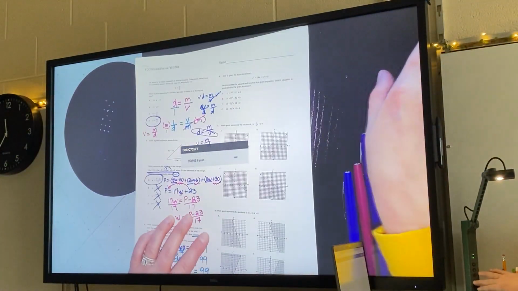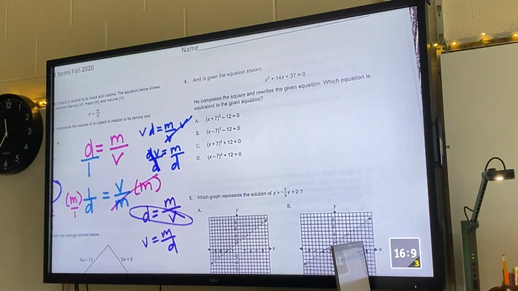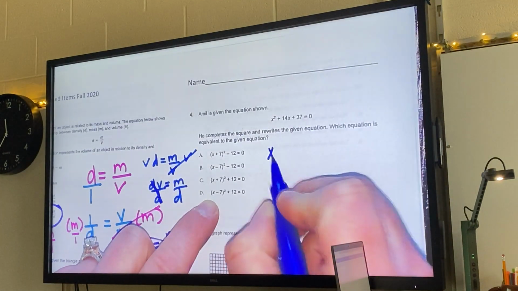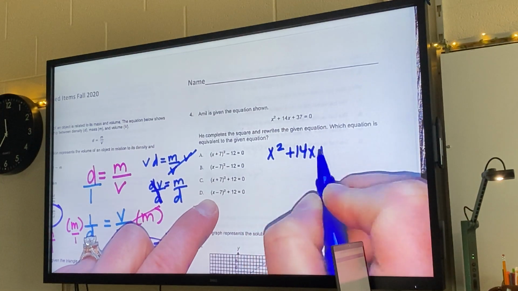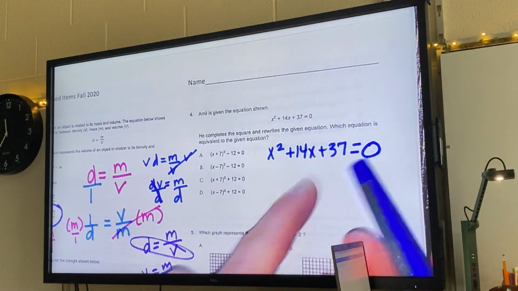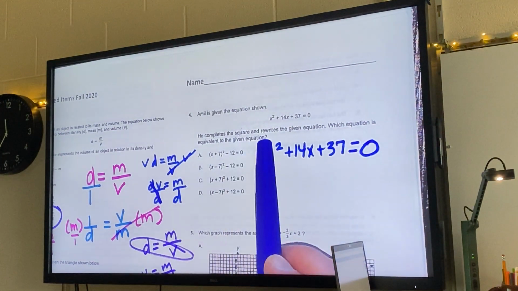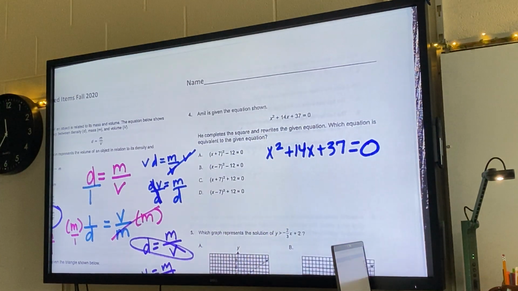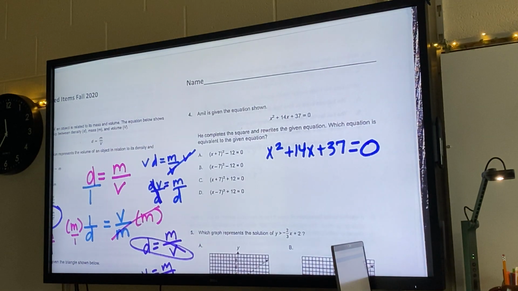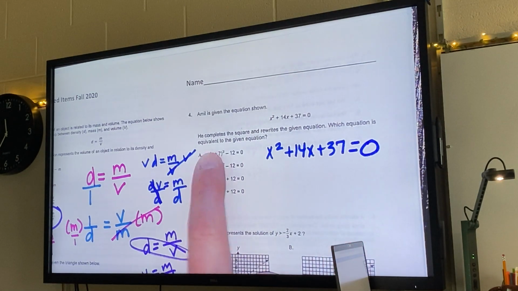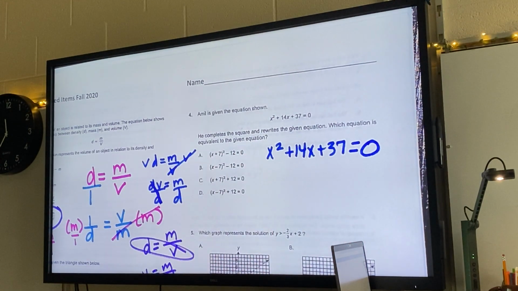Okay. For number 4, it's the same kind of deal. We have x squared plus 14x plus 37 equals 0. It says Emil is given this equation. He completes the square and rewrites the given equation. Which equation is equivalent to the given equation? I'm going to work this out, but in theory, I could go to Desmos, put this in for my first equation, put this in for my second equation, and if they're not on top of each other, that's not the right answer. Okay?